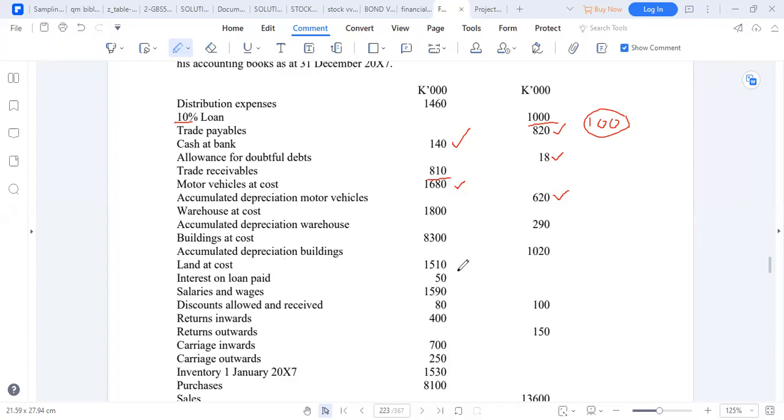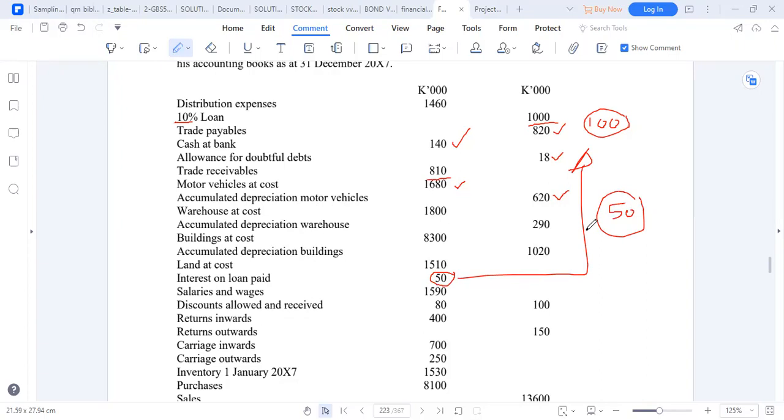Then interest on the loan paid. This is what we actually paid. But if you see here, 10% of 1,000, which is what? 100 kwacha. So meaning we only paid 50 kwacha. So meaning the other 50 kwacha is owing. And this is something small, which can be paid within a year. So this is called an accrual.